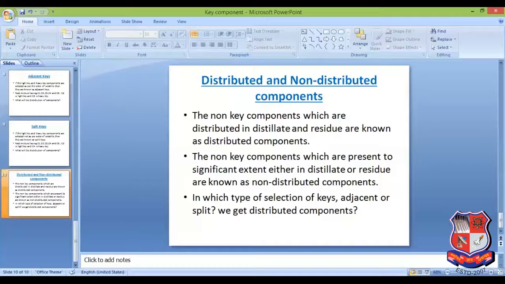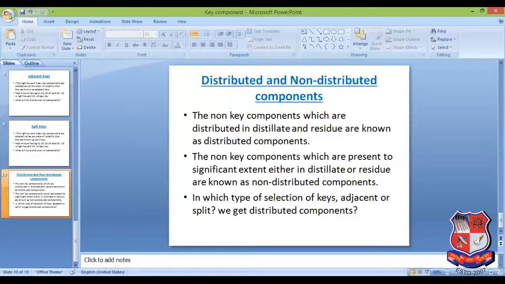But in case of non-key components, some components may be distributed in between distillate and residue, then they are known as distributed components. And some non-key components are such that they are present either in distillate or in residue. That means they are present in significant amount in only distillate or residue, right? So they are known as non-distributed components.